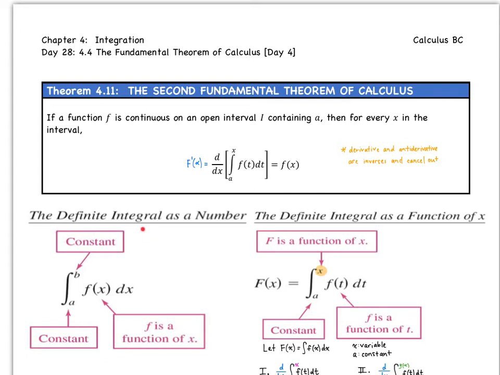So remember the definite integral as a number, where we have the integral from a to b, where a and b are constants and f is a function of x, okay? The definite integral as a function of x is going to look like this. Big F of x is equal to the integral from a to x, where x is a variable, of f of t. So f is a function of t this time. So let's take a look and break this apart.